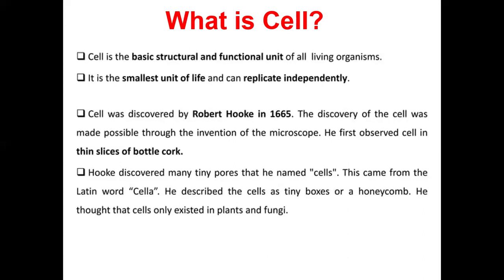Cells were first discovered by Robert Hooke in 1665, and the discovery of cells was made possible through the invention of the microscope. He observed the cells in the thin slices of the bottle cork. Hooke discovered many tiny pores that he named as cells, and the name was derived from a Latin word named cella. He described that the cells appeared as tiny boxes or had a honeycomb-like appearance, and at that time he thought that cells existed only in plants and fungi.